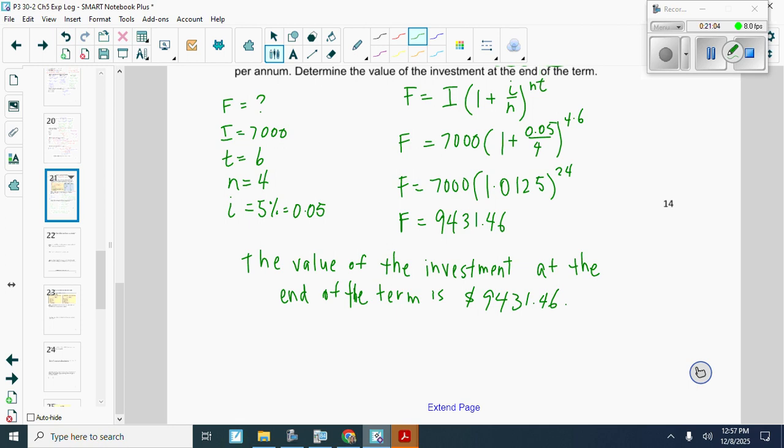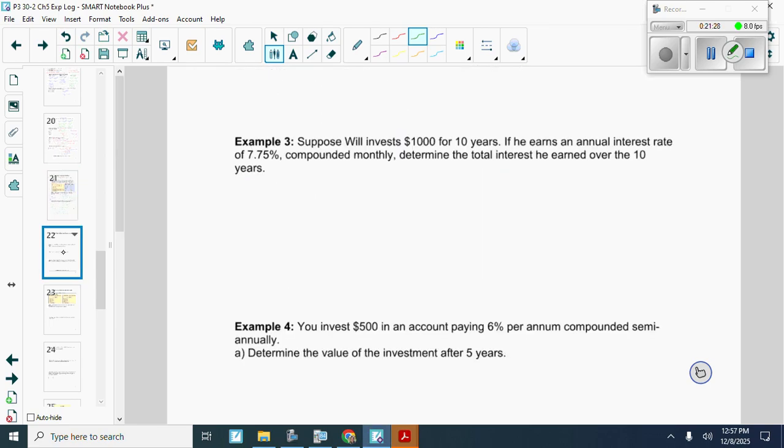Okay, was it difficult to solve for F? No, it was just substitution and then calculate. Okay, when the unknown is inside the formula, on the other side, we're going to have to use some of our exponential and logarithmic skills. All right, so here we go.